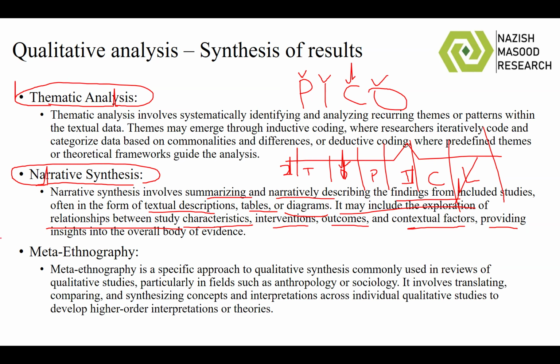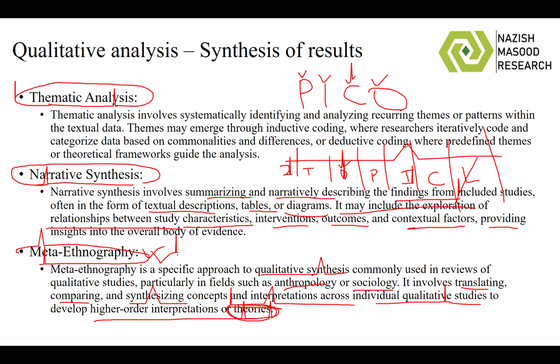And then you can also do something called meta-ethnography. Meta-ethnography is again a qualitative synthesis. It is used in fields such as anthropology or sociology, where you translate, compare, and synthesize concepts and interpretations across individual studies to develop higher order theories. Basically, social theories can be developed using this. But like I said, meta-ethnography is more important for social science.